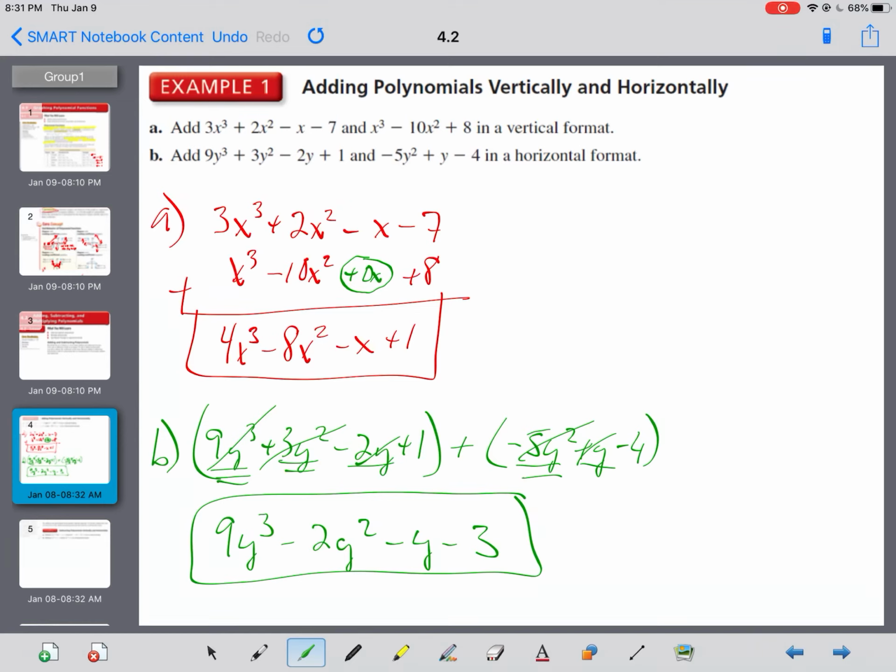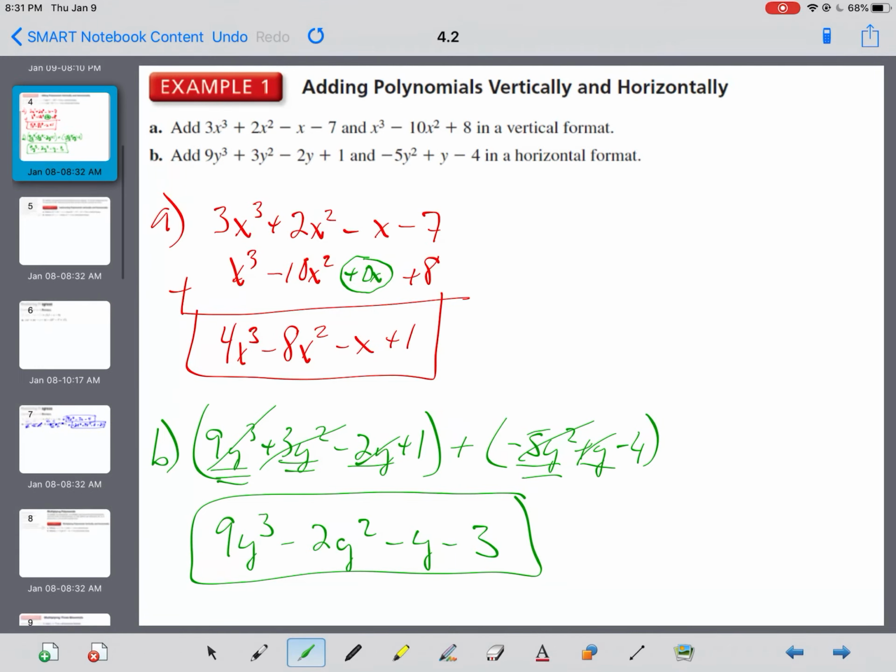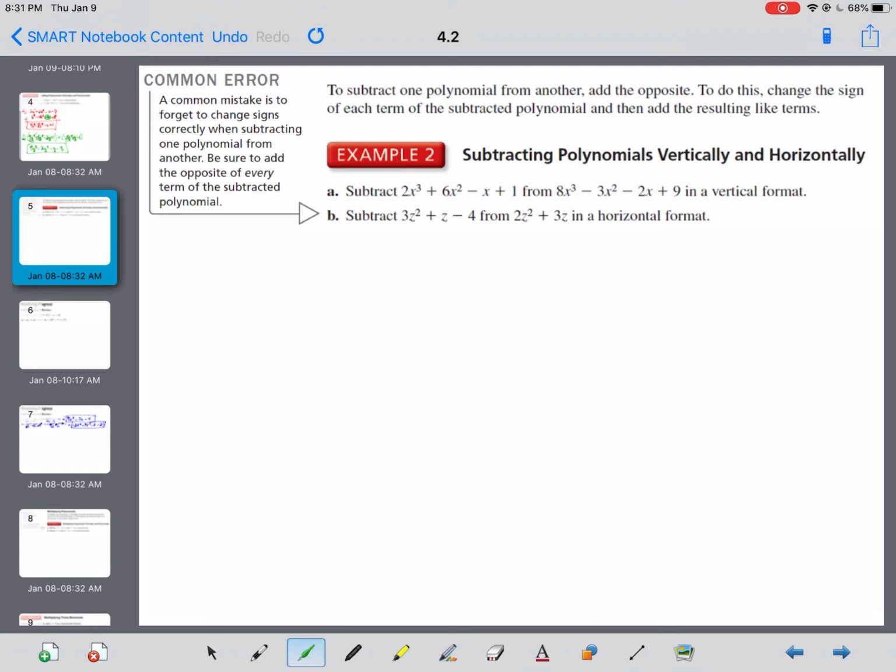I don't care which way you do it. The book may tell you to do it one way or do it the other. Do it whatever way is the easiest for you to get the right answer the quickest. If you like vertical, go for it. If you like horizontal, go for it. I don't care which.